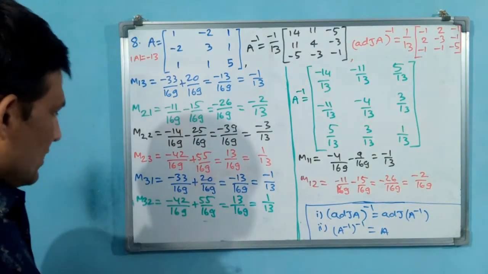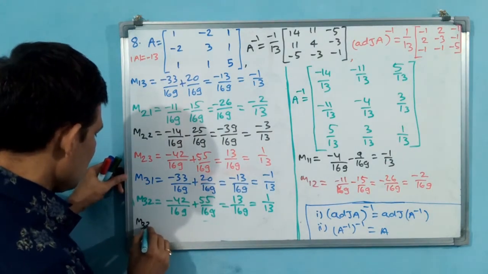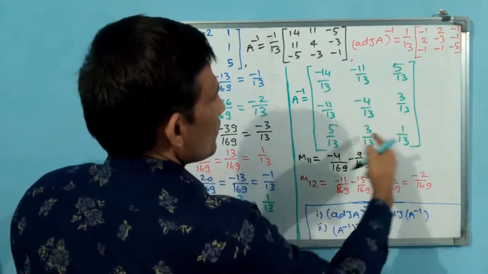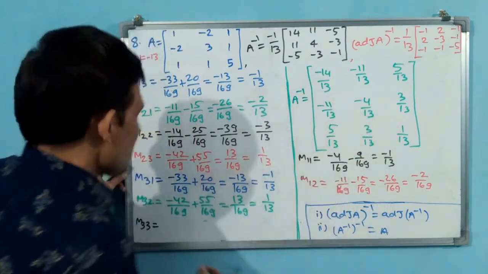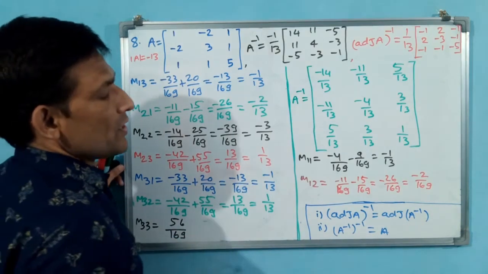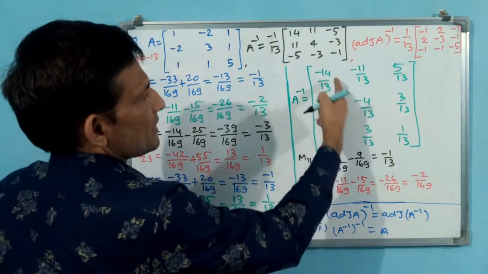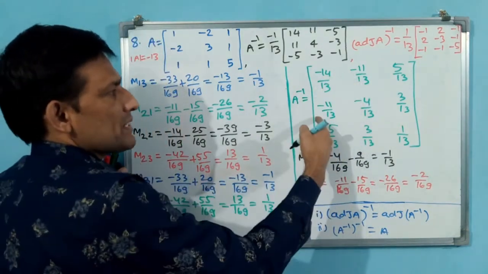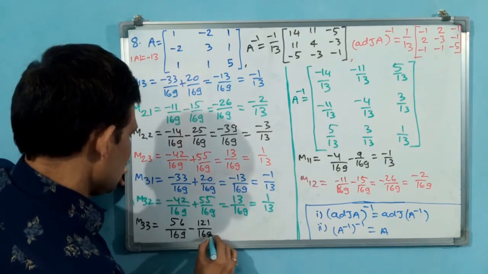Let us find the last minor, M33. M33, that is equal to 1 by 13 we are closing. If you close 1 by 13, you see 28, 56, plus 56 by 169. 14 twos are 28, 28 into 2 is 56. But plus, minus, minus. Plus 56 by 169 minus 121. You see, minus, minus, plus. Minus 121 by 169.